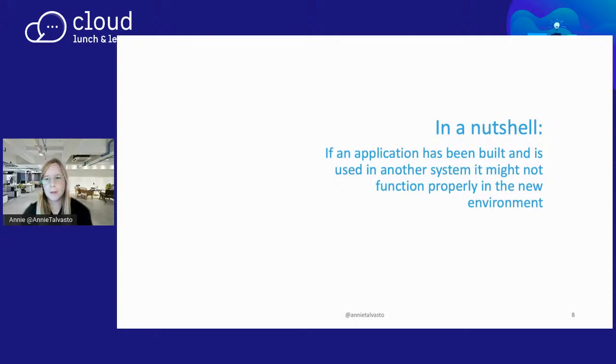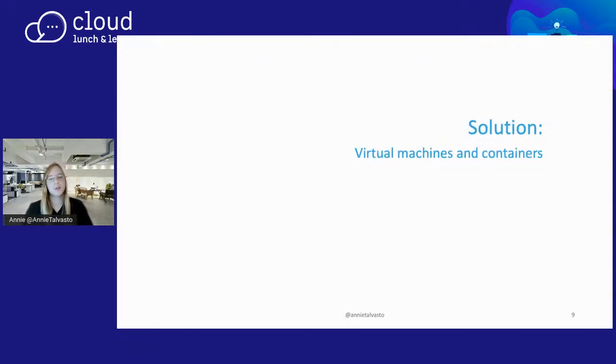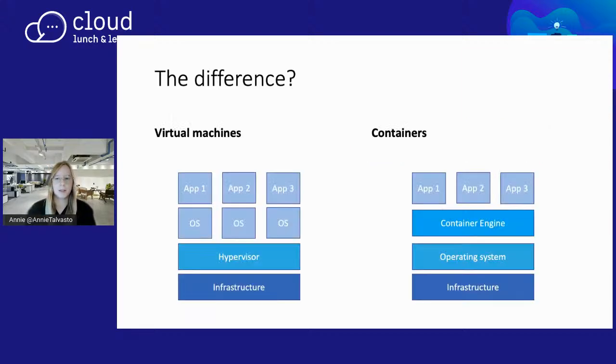So why does this happen? It's the same way as if an athlete trains in a high altitude environment, then they might not be able to exercise the same way in a low altitude environment. So it requires some steps. And the solution there is virtual machines and containers. This is the way this has been quite widely fixed nowadays.